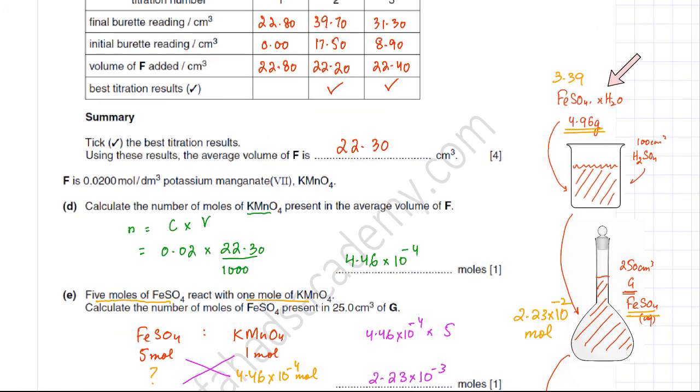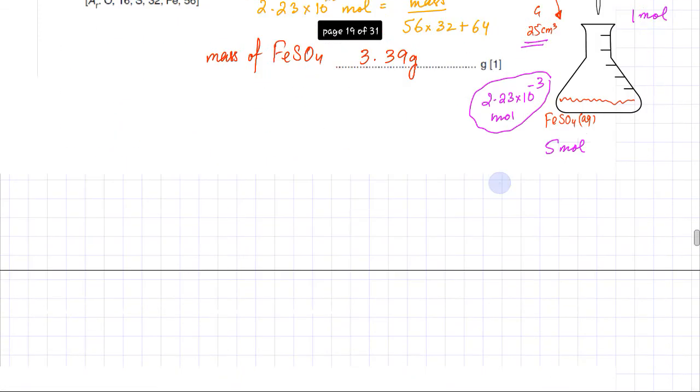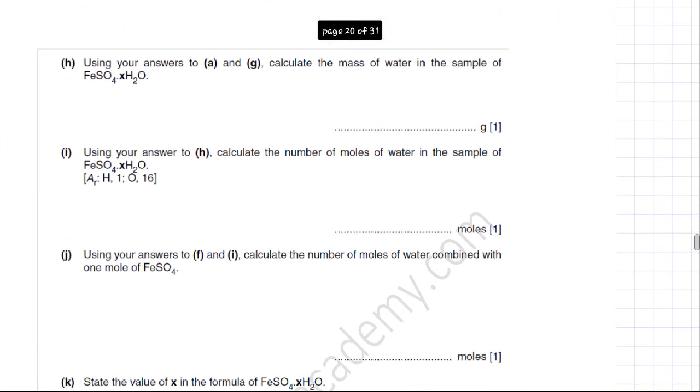So our original sample of the salt contains 4.96 grams. If we get rid of the FeSO4, the leftover mass is going to be that of water. So it's going to be 4.96 minus 3.39 grams. And that would give you the mass of water. So using my calculator now, the answer is 1.57 grams. So that is the amount of water that would be present in this sample.